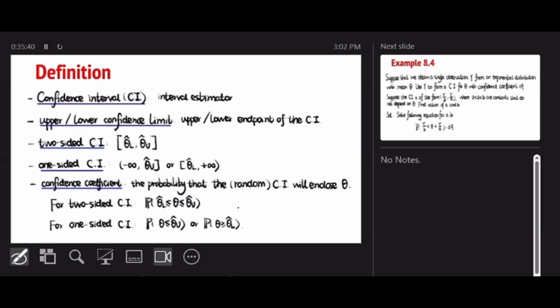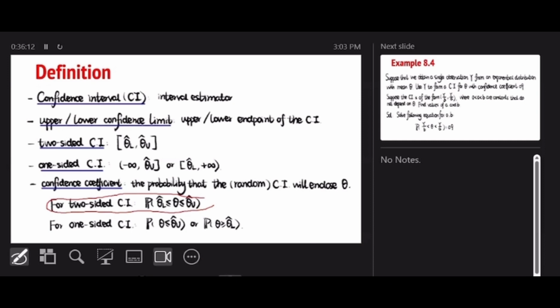Okay, so for a two-sided confidence interval, we want the probability that the random confidence interval encloses theta to be very high. That is what we're talking about. That's for two-sided. Then we can also consider the one-sided, where we figure out the probability for the lower bound and the upper confidence limit.